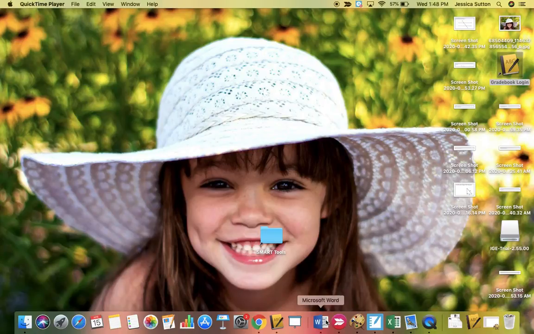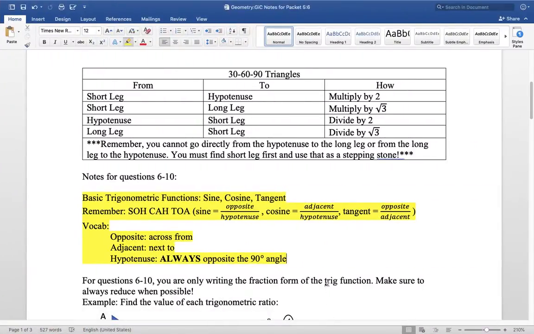Okay guys, we are going to go over the basic trig functions today. So remember from when we were in class, there are three basic trigonometric functions. The first one is sine, second one is cosine, and the third one is tangent.